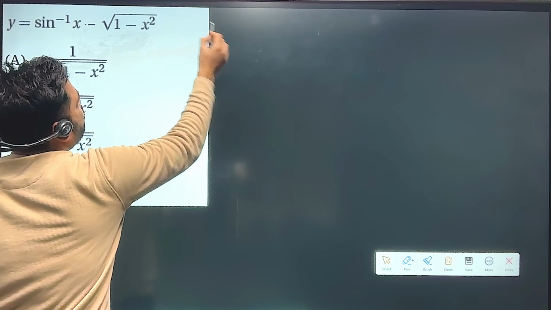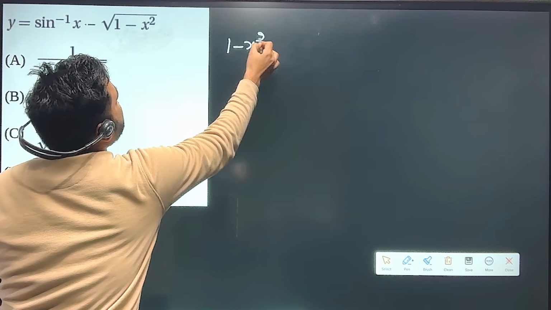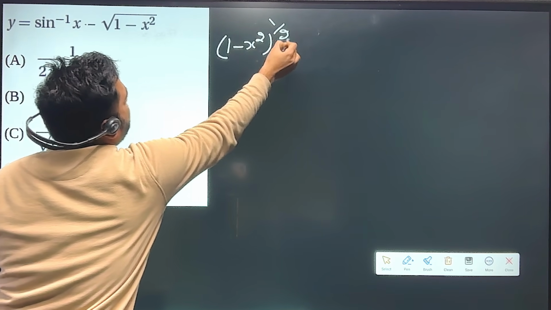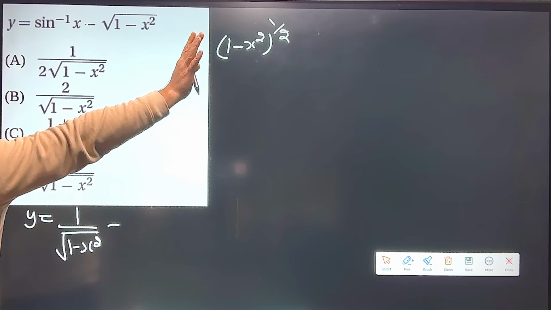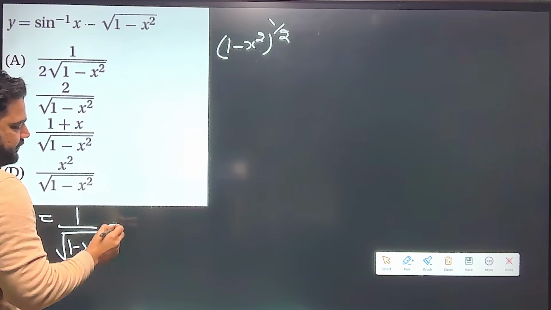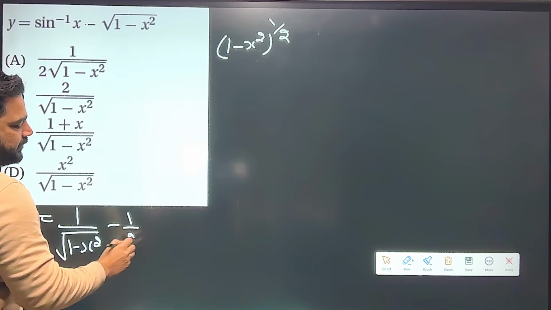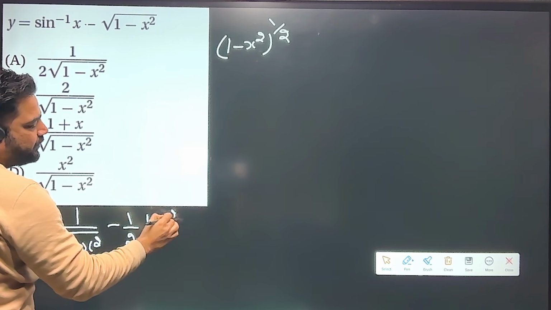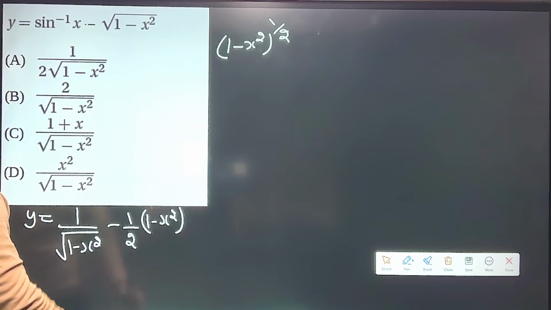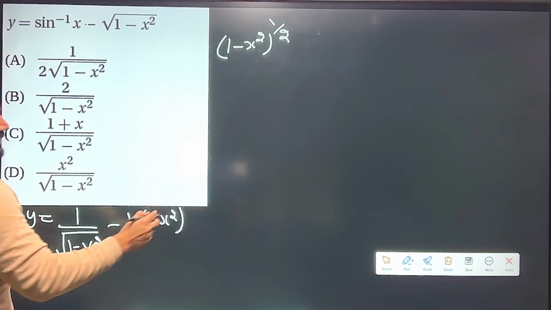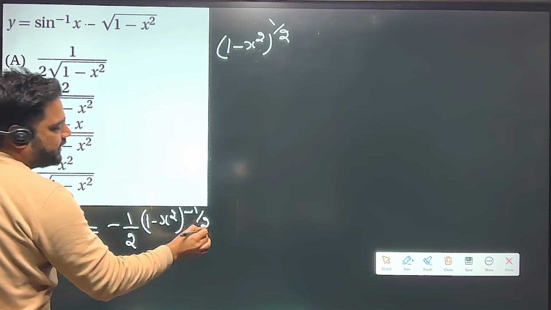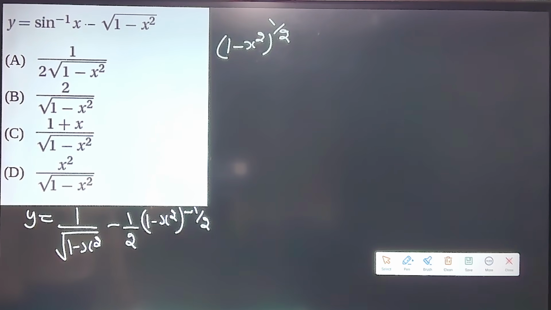What is the meaning of this root? Like 1 minus x square under root means 1 by 2 power. Under root means 1 by 2 power, and again we'll apply the same formula. The power will come ahead and 1 power we will subtract, and it will be minus 1 by 2. So this is the derivative of just the power.